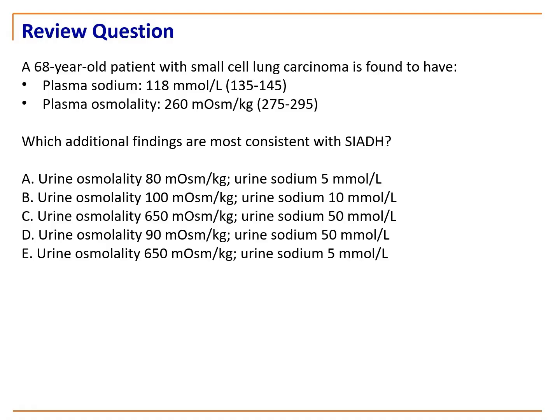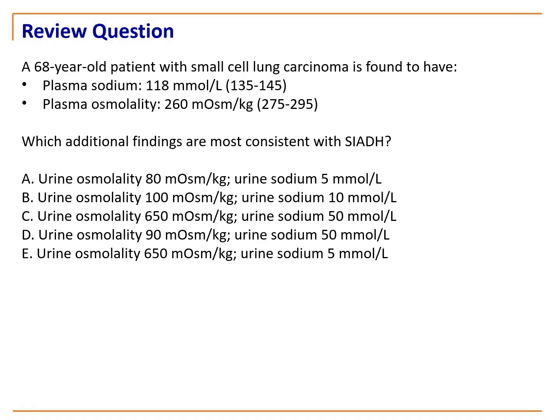A 68-year-old patient with small cell lung carcinoma is found to have a plasma sodium of 118, which is particularly low, and a plasma osmolarity of 260, which is also low. Which additional findings are most consistent with SIADH? You need to be thinking about what is most consistent with the plasma results and what you would likely see in the urine results. So what's the urine osmolarity likely to be, and what's the urine sodium likely to be?